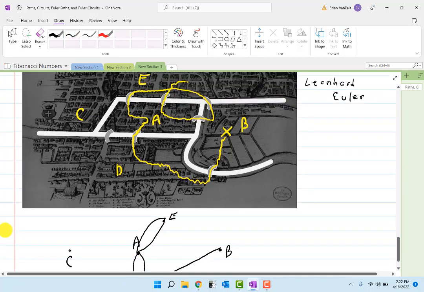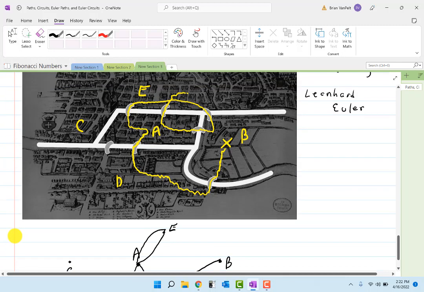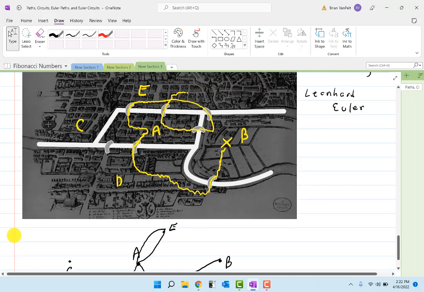Got it. C. Oh, you know what? Look at this. This is a perfect place to pause. If you'll notice, the way I drew my picture, C and E are actually the same landmass. So I didn't even need an E. So let me take it out of there and let me refigure my picture.